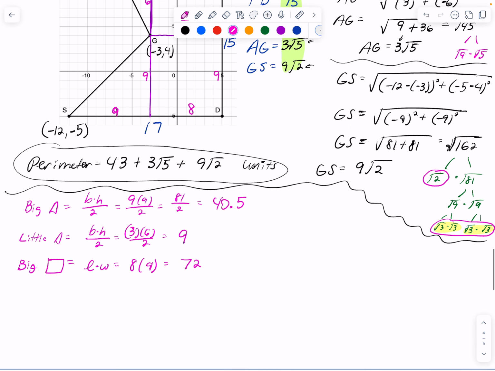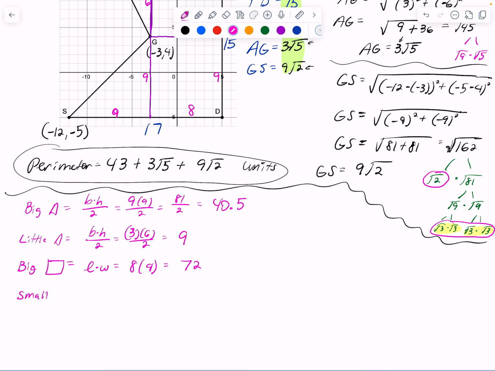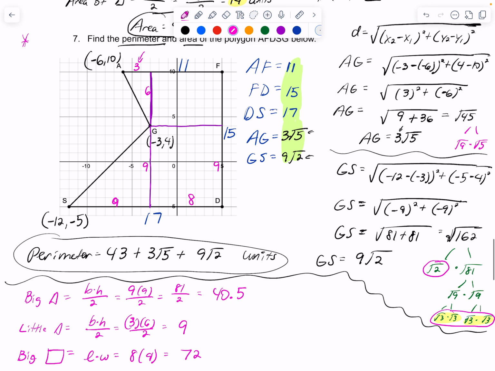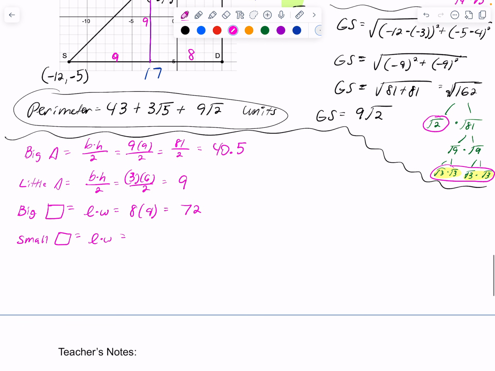Now let's do the small rectangle. Also length times width. I'm going to choose that same length of 8, right? 8 plus 3 gives me 11. Actually, let me put it here, 8. And then for my width, I need to use 6, because 9 plus 6 gives me 15. Count if you need to. 1, 2, 3, 4, 5, 6. Perfect. So it'll be 8 times 6, which is 48 square units.